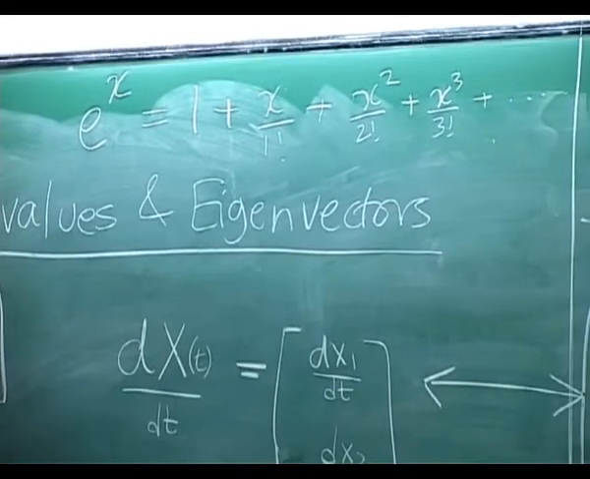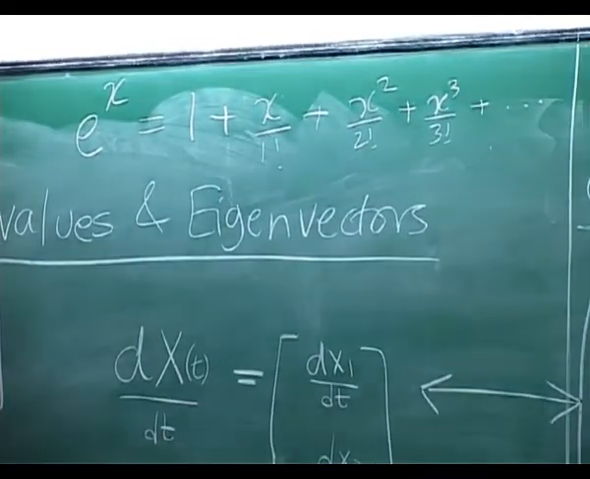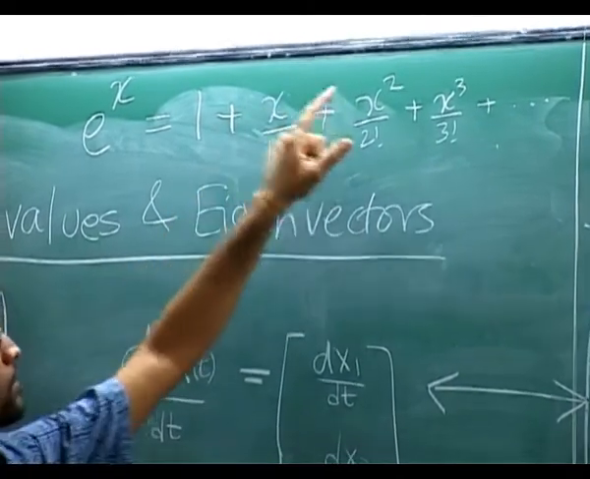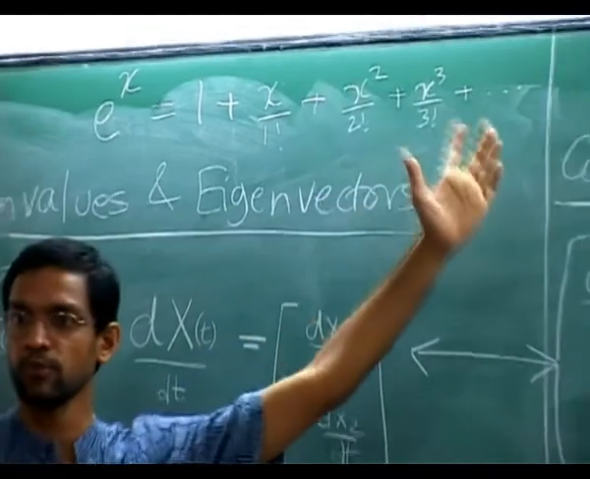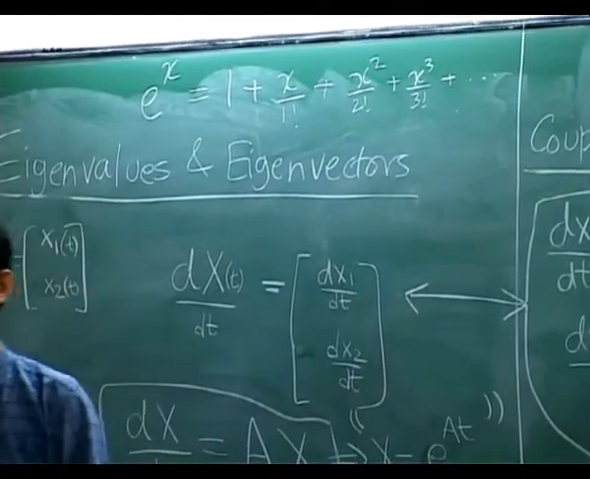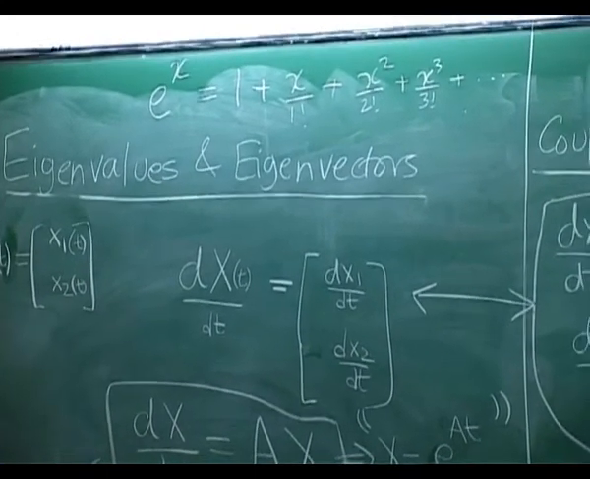Correct? So if I give you a number and ask you to calculate e power x using this definition, all you should be able to do is to find out what is x power 1, you should be able to square, you should be able to cube, and so on. You should be able to calculate every power of x. If you are able to do that, you can calculate e power x, there is no problem at all, right?